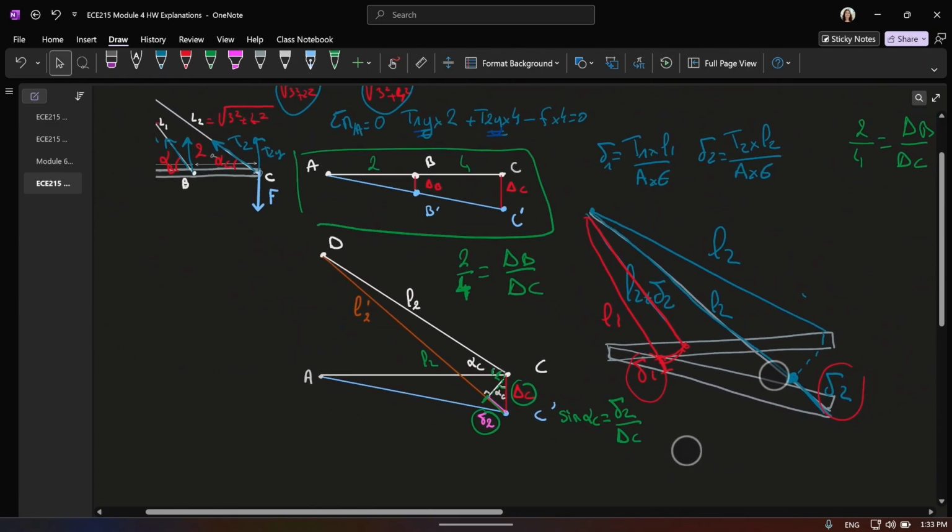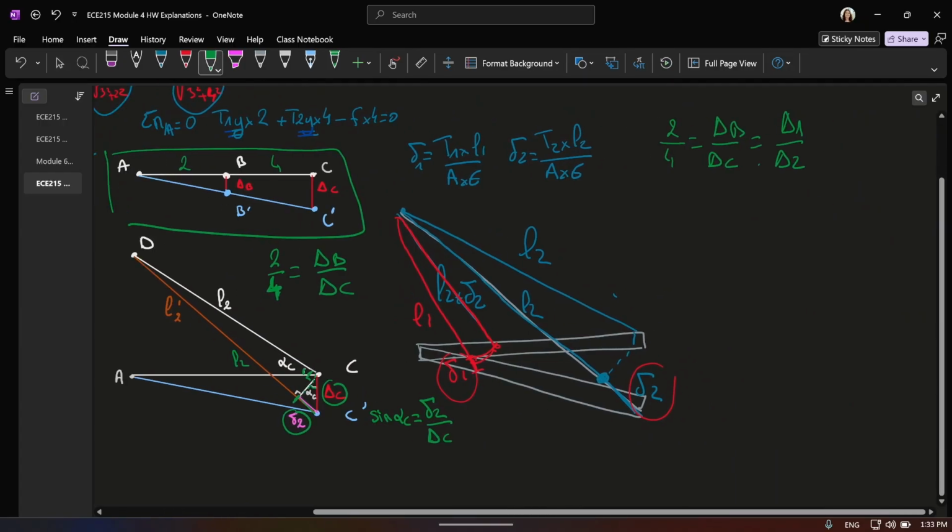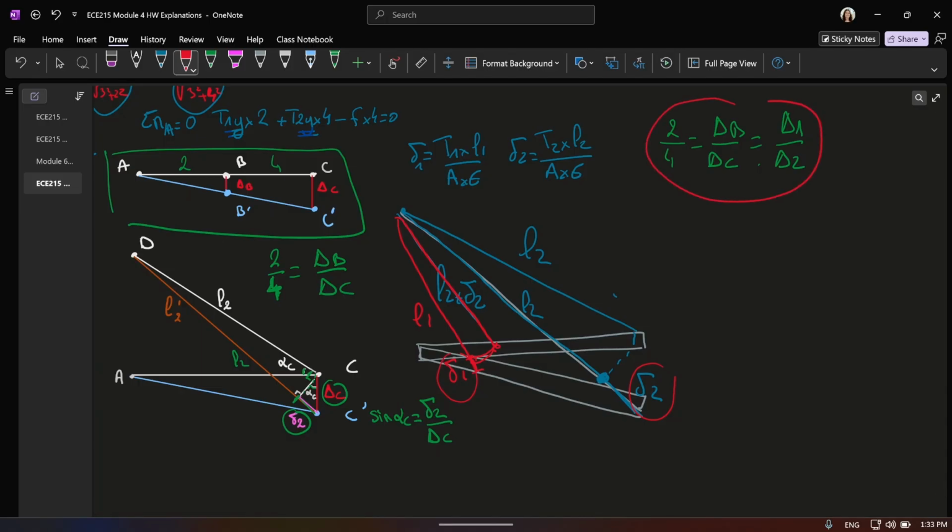Okay, so here we are starting with that equation. Let's start with this one. We have 1/2 equal delta 1 divided by delta 2. Let's rewrite that. I switch my 2 over to the right, so we have delta 2 equal 2 delta 1. Now if I use this equation there, I have sine alpha of the angle C times delta C, that is also my delta 2.